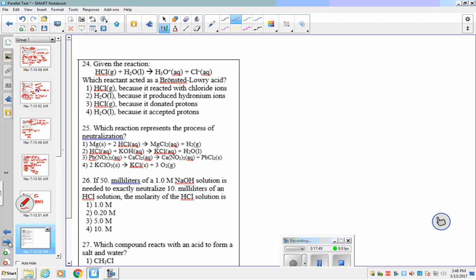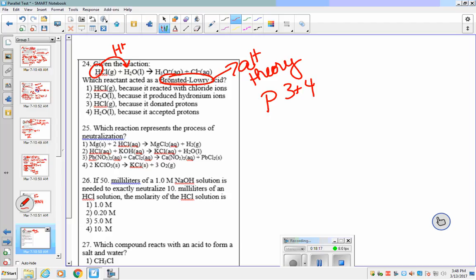Given this reaction, we want to know which one is a Bronsted-Lowry acid. Bronsted-Lowry is referring to that alternative theory, which is usually what you're going to hear for that. Again, that goes back to the beginning of the unit, pages 3 and 4. In order to be considered a Bronsted-Lowry or alternative theory acid, we have an acid that is donating protons or donating H pluses. What's happening if you look at this reaction is this guy is giving an H plus to that guy. So HCl is our acid because it donated protons.